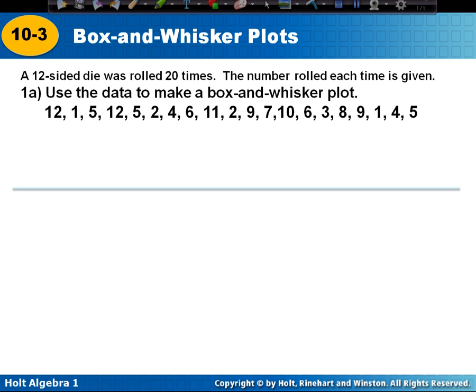Number 1 says a 12-sided die was rolled 20 times. The number rolled each time is given. It says use the data to make a box and whisker plot. I'm not going to have you write down these because the first thing we're going to have to do to make a box and whisker plot is to put these in order from least to greatest. So as we write these down from least to greatest, that's what I want you to write down.